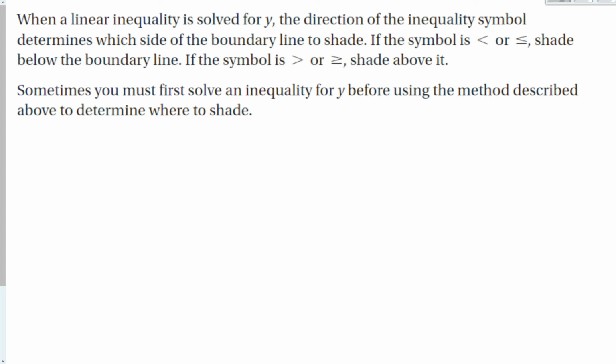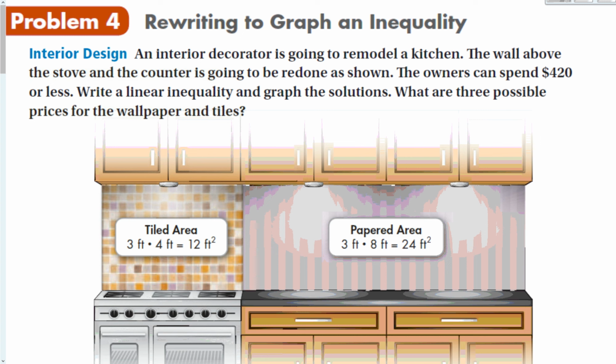Okay, let's look at a word problem. An interior decorator is going to remodel a kitchen. The wall above the stove and the counter is going to be redone as shown. We got tiles, and then we got wallpaper. The owners can spend 420 or less. Write a linear inequality and graph the solutions. What are the three possible prices for the wallpaper and the tiles?